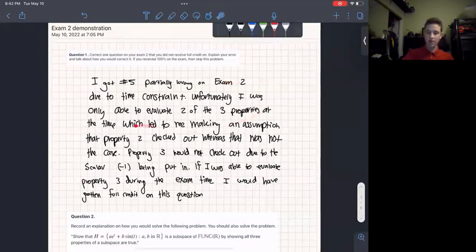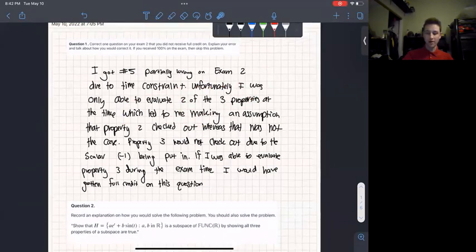Unfortunately, I was unable to evaluate the last property to make sure the function was a subspace in func_R, all real numbers. Due to time constraints, I was only able to evaluate 2 of the 3 properties. But now checking it over with unlimited time, of course, I was able to see that properties 1 and 2 were correct, property 2 checked out, and property 1 also checked out.